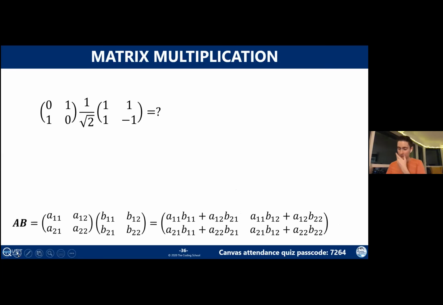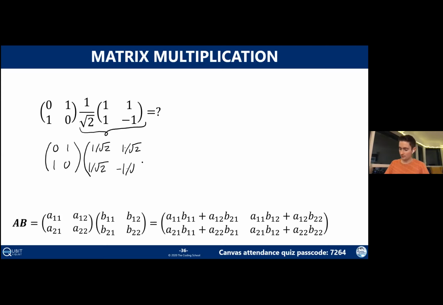All right, let's do an example. So this is only 2 by 2, so it won't take that long. First thing I'm going to do is the trick I said before, where we put this multiplier inside of the other matrix here. So this matrix stays the same. The second matrix, though, is actually 1 over root 2, 1 over root 2, which you should recognize as the H gate. We saw it before. And the first matrix here is actually just the X gate.